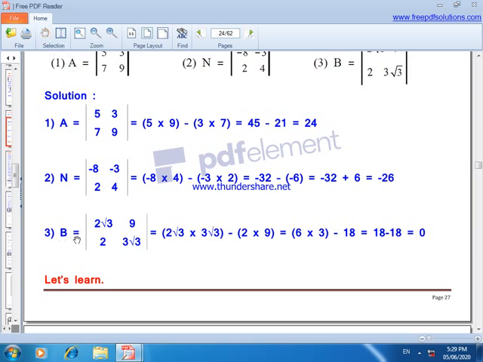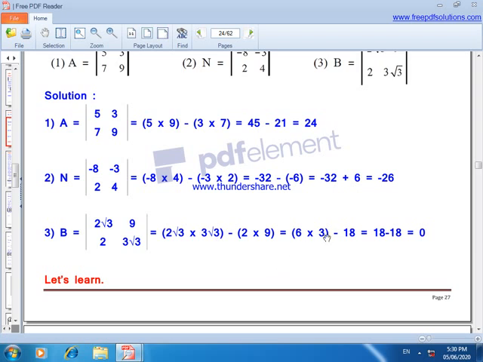So the value of this determinant N is equal to minus 26. Now the last example, B is equal to 2 root 3, 9, 2, 3 root 3. Again cross multiply these values. 2 root 3 multiplied by 3 root 3 minus 2 into 9. Now to multiply 2 root 3 into 3 root 3, we first multiply 2 into 3. So 2 3s are 6. Then multiply root 3 into root 3. Root 3 into root 3 is root 9, and the value of root 9 is 3.